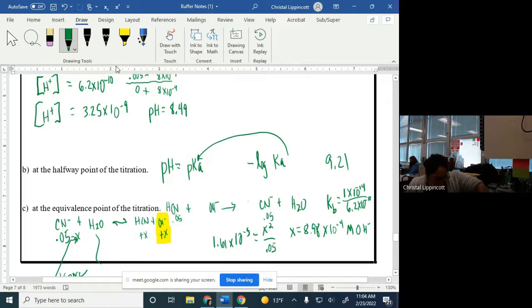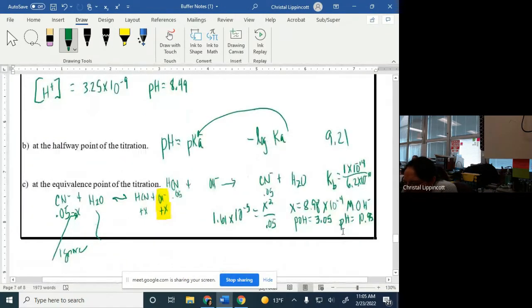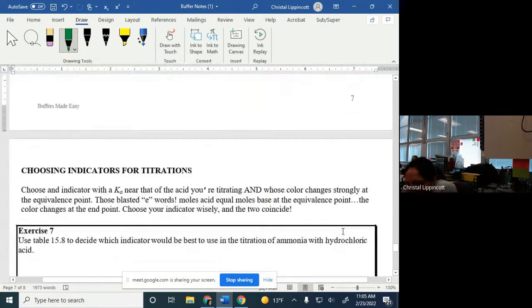So if I take the negative log of that, I'm going to get what? pOH. So negative log of this value is my pOH, which is 3.05. And then if I subtract that value from 14, that's going to give me my pH, which is 10.95. We said that our pH should be greater than 7, and it is. Okay.